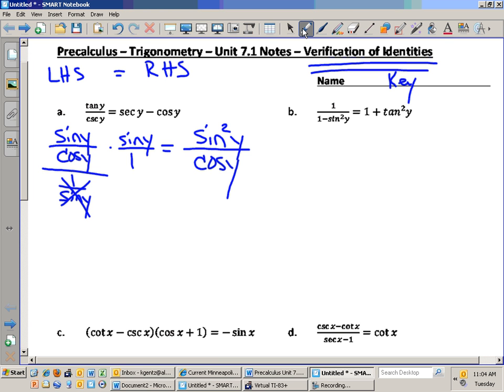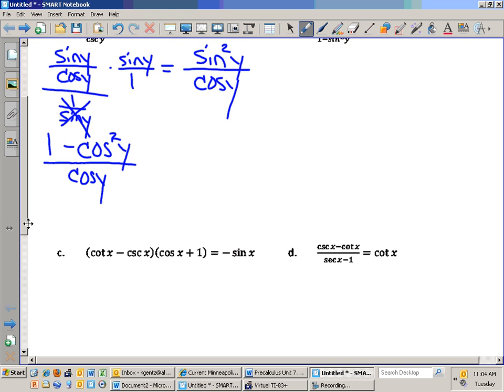Okay. So sine squared, what I am going to do is substitute something in. Namely, that sine squared is equal to 1 minus cosine squared of y. I took the sine squared of y and I substituted in 1 minus cosine squared. Question.